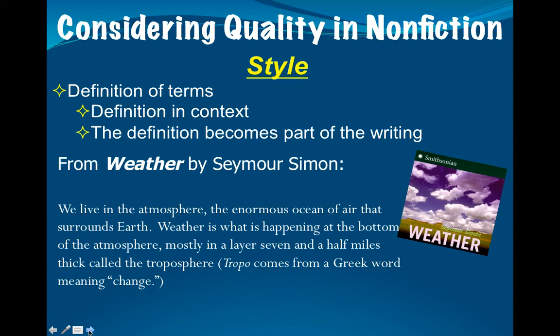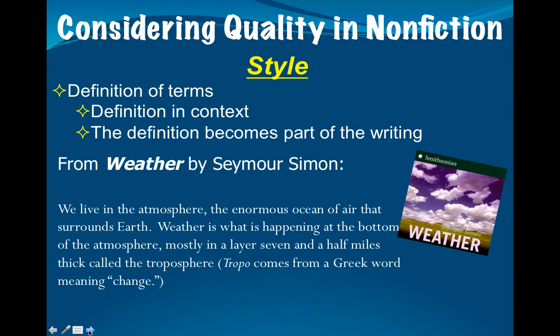So if we take a look at this: we live in the atmosphere, the enormous ocean of air that surrounds Earth. Weather is what is happening at the bottom of the atmosphere, mostly in a layer 7.5 miles thick called the troposphere. Tropos comes from a Greek word meaning change. So we live in the atmosphere, and then atmosphere is qualified by the enormous ocean of air that surrounds Earth. So it's given a definition, and we need that definition in order to understand the next sentence. Weather is what is happening at the bottom of the atmosphere, which was just described in the previous sentence.